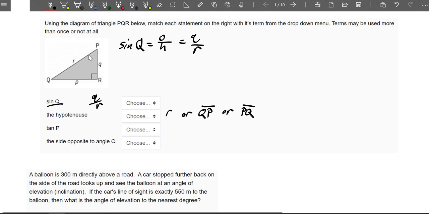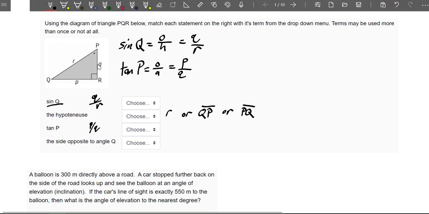If we're looking for tangent of P, here's P. Angle P is right there. And the tangent of angle P is opposite over adjacent. The opposite side is little p, and the adjacent side is little q. So that would be P over Q, little p and little q.